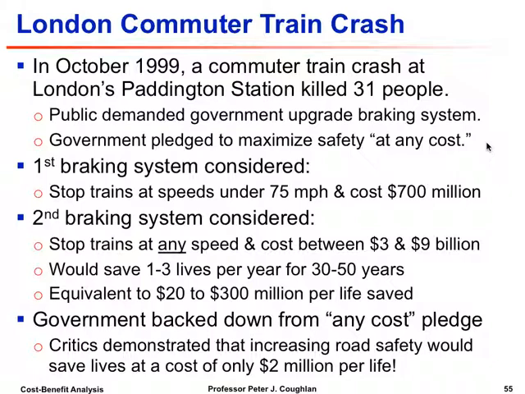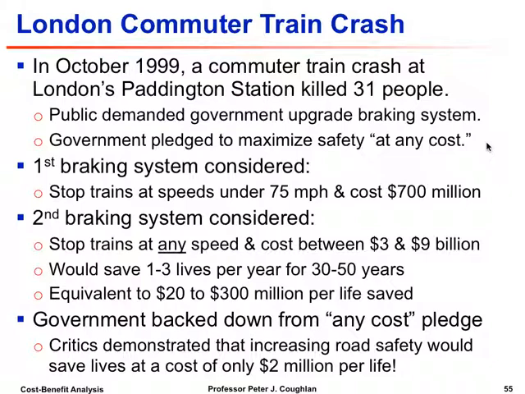We hear a lot of that, you hear that all the time in politics on certain things. We must save people's lives from whatever, Ebola, at any cost, whatever the latest threat might be that the politicians want to talk about, right? Well, in this case, they first looked at a braking system that would stop trains at speeds under 75 miles per hour and cost $700 million.